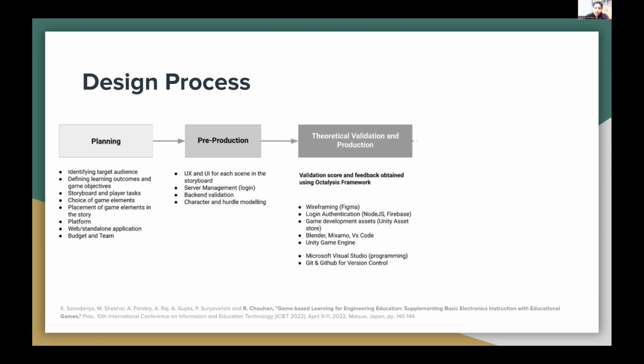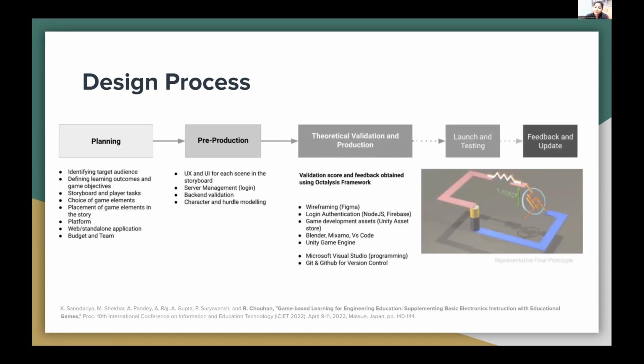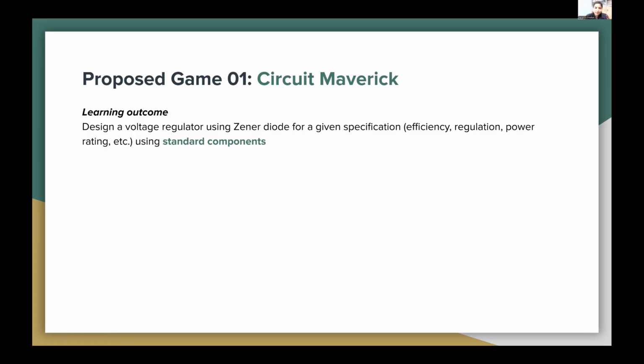So the students used the following tools. Both the games were made on Unity. And then we did a little bit of closed testing, and we still haven't completed the full analysis of the closed testing. So the first game is called Circuit Maverick. The outcome is that at the end of playing this game, the player should be able to design a voltage regulator using a Zener diode for a given specification like efficiency, regulation, and power rating. But the core thing is doing so by using standard components and not theoretical components.